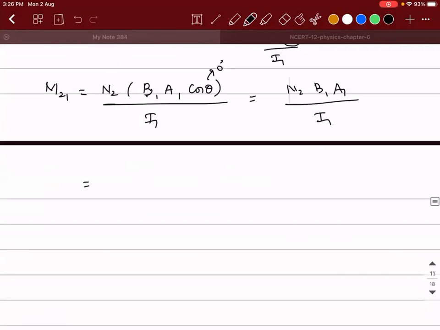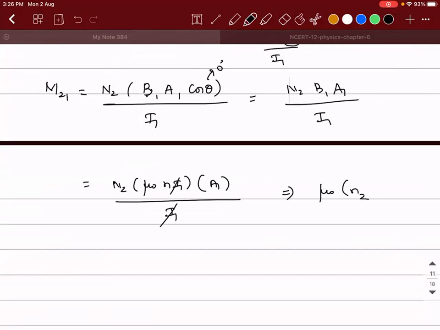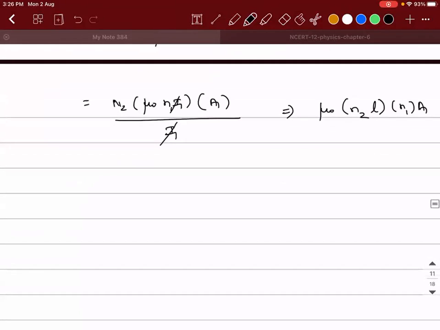Now see, this will be N2 into, what is the value of B1? B1 is mu naught into small n into I1 into A1, the whole divided by I1. I1 and I1 will get cancelled. It will be mu naught into small n2. Okay, I'll write it as N1 here. Small n2 into the length of the solenoid into N1 into A1, the whole divided. Okay, that's it. So this will be how much? It will be mu naught N1 into L into A1.